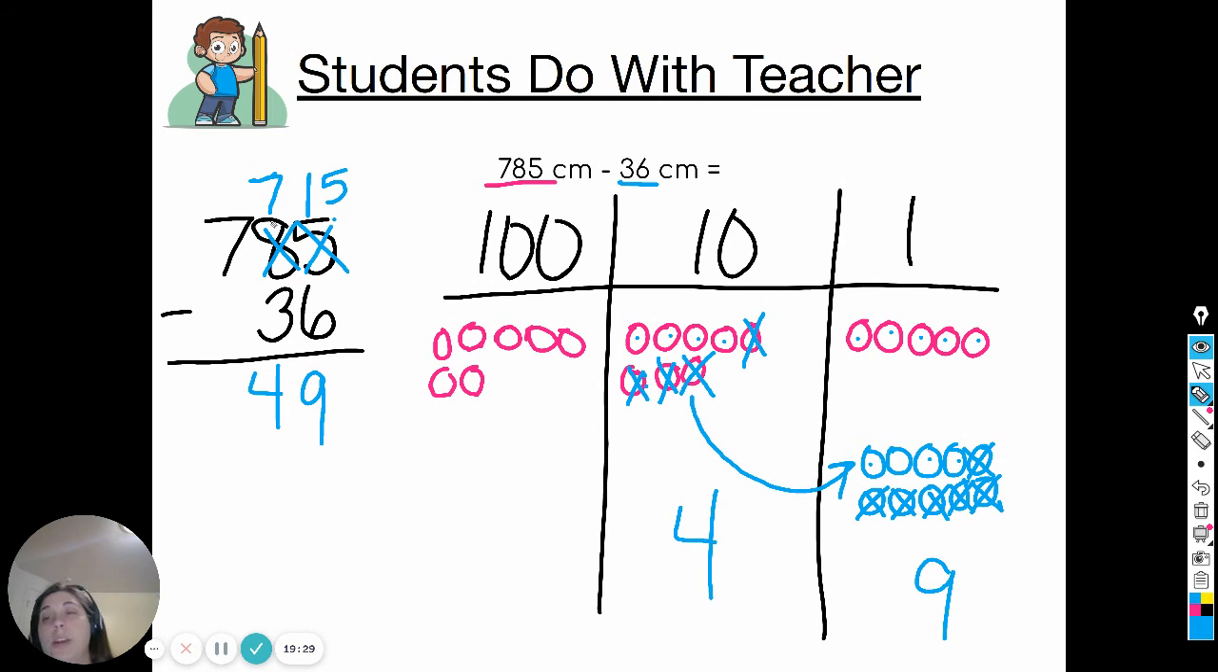Okay, next let's look in our hundreds place. We have 7 minus nothing because there's nothing down here, so we don't have to cross anything out, which means 7 minus 0 is still 7. Okay, because there's still 7 hundreds left over here. 1, 2, 3, 4, 5, 6, 7. So 785 centimeters minus 36 centimeters equals 749 centimeters.